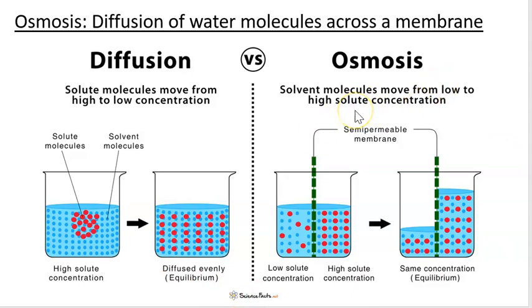But with osmosis, now instead of looking at the solutes moving across the membrane, we're looking at the movement of water across a membrane, but it's going to behave similarly. It's going to move from an area where the water is higher in concentration to an area where the water is lower in concentration until it reaches equilibrium.